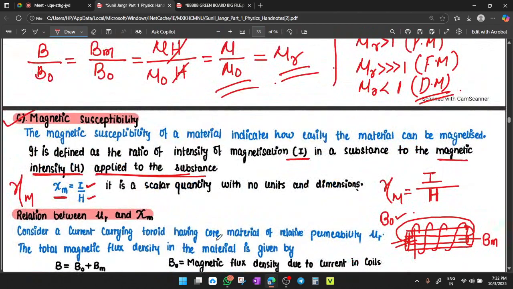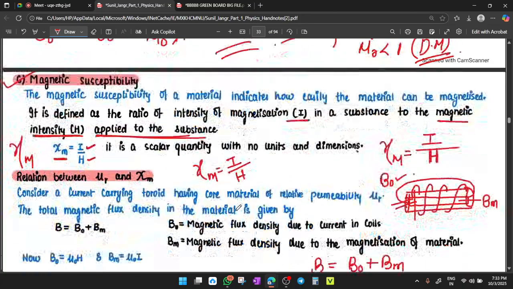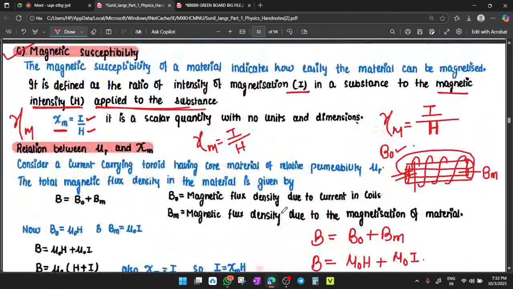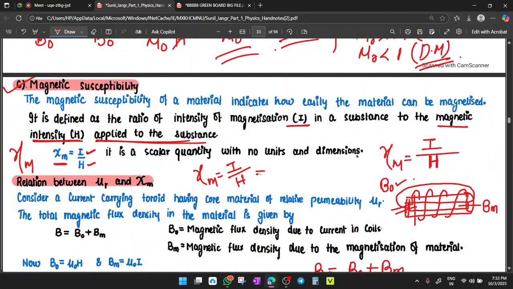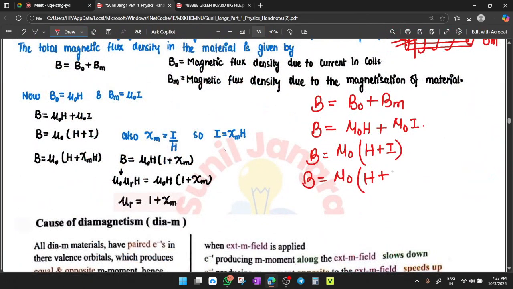We just read chi m for a material equals intensity of magnetization I divided by H. Okay? Yes or no? I divided by H, so in the place of I, you can write chi m into H. Here I equals chi m multiplied by H. Clear, beta? Chi m is the magnetic susceptibility. Clear?